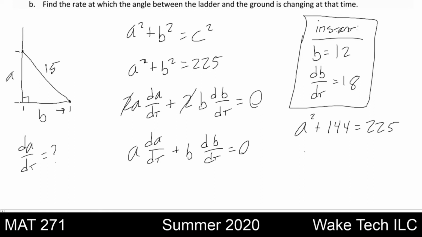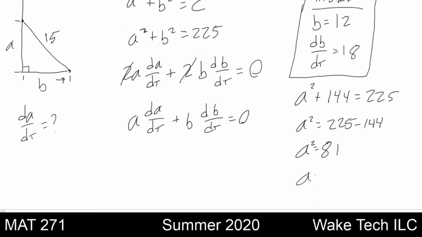Next, we'll subtract 144, with a squared equals 225 minus 144. When I get a calculator out and perform that subtraction, 225 minus 144, I get 81. a squared equals 81. Since a squared is equal to 81, a is equal to 9. Notice I would normally put plus or minus 9, but because we're talking about a distance here, I only care about the positive version.